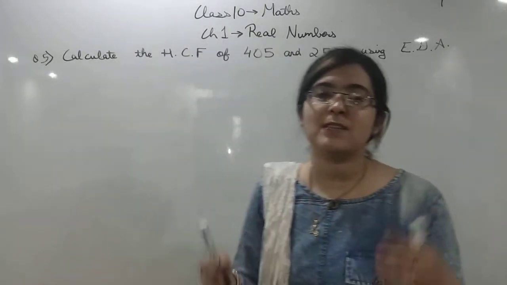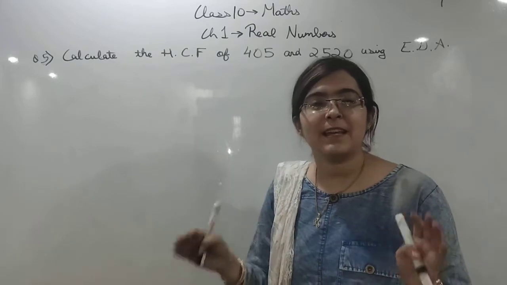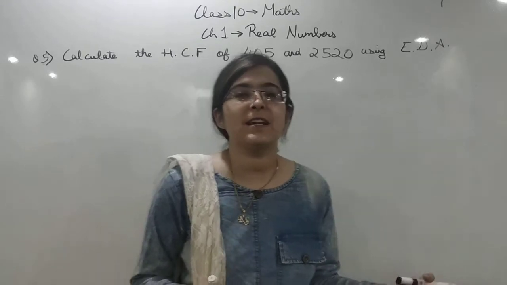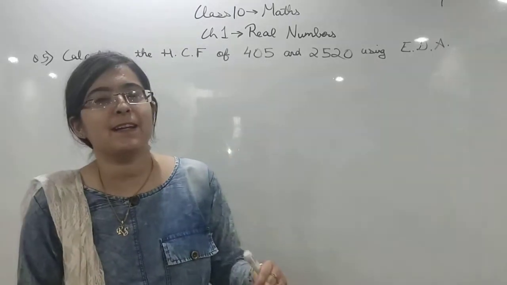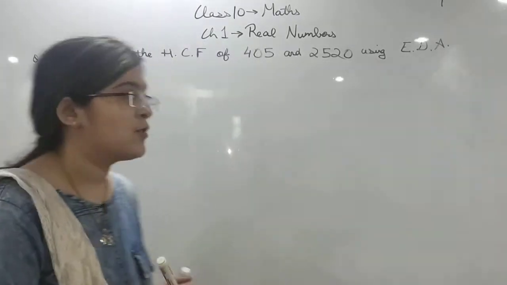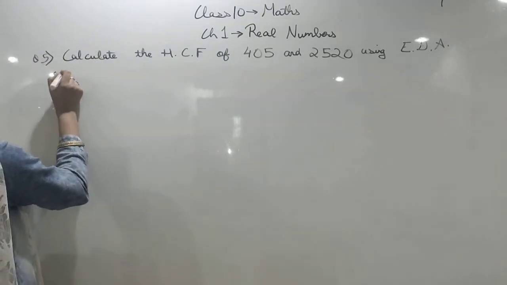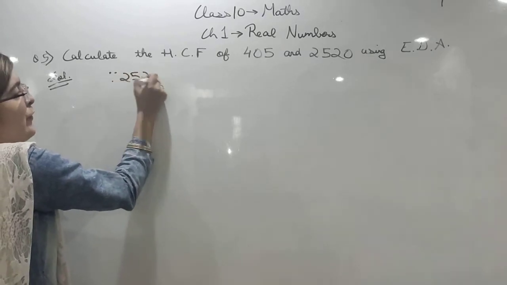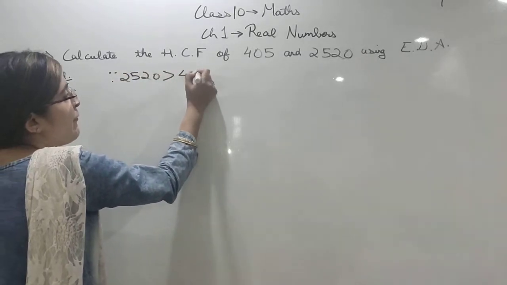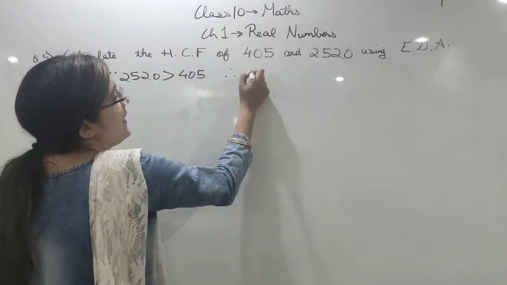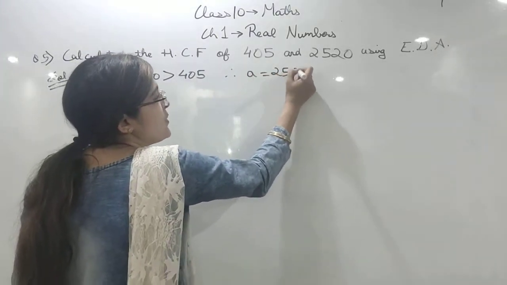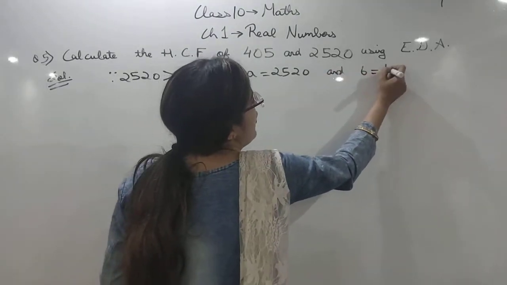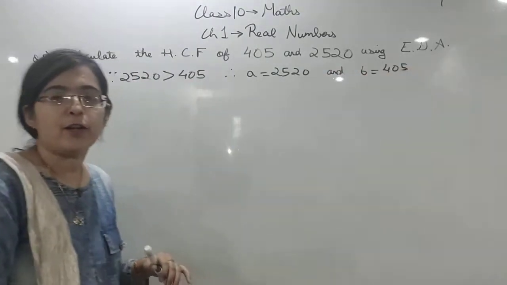These questions are all the same, but we are practicing so that the method stays in our mind. I told you yesterday that the more questions you practice, the better it will make you. So let's start. First we will decide which number is greater. 2520 is greater than 405, so our A will be 2520 and our B will be 405.